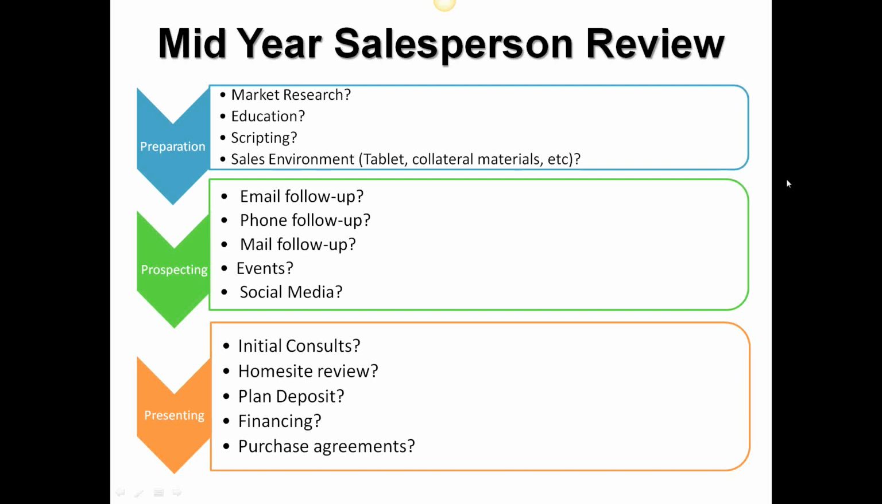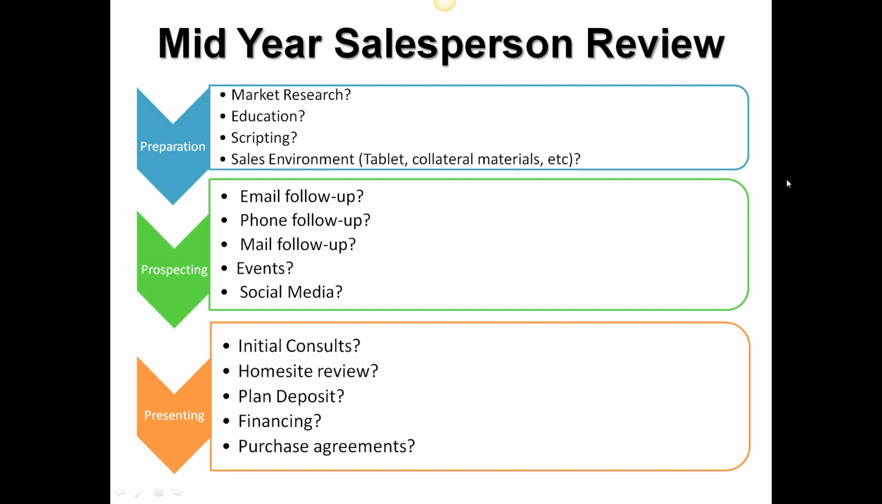And the idea here is you want to go through and grade yourself or grade your salespeople on a 1 to 10 scale. So 10, it doesn't get any better than that. 1, they need a ton of improvement. So on market research, if you are giving a grade of less than 8, there needs to be an action plan put together of what can be done to improve that. Education, same thing, 1 to 10. Scripting, 1 to 10. Your sales environment, 1 to 10. And so anything on there that is less than 8, put together an action plan.